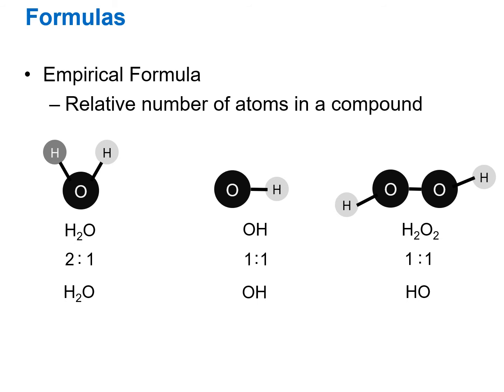Now, if we look at all three of these different molecules, we can see that two of them have the same empirical formula. And it would be our hydroxide and our hydrogen peroxide. Very different substances, they behave very differently in our bodies, particularly, but they have the same formula. Whereas water doesn't match these. So this is an example of being able to tease out empirical formula versus it being the same as its molecular formula, or even its formula in general.